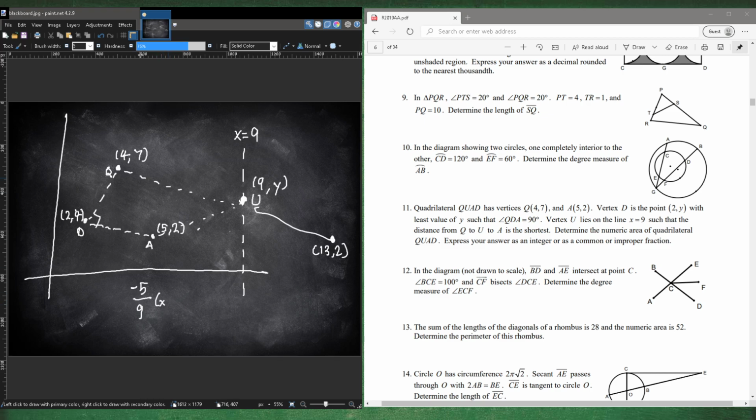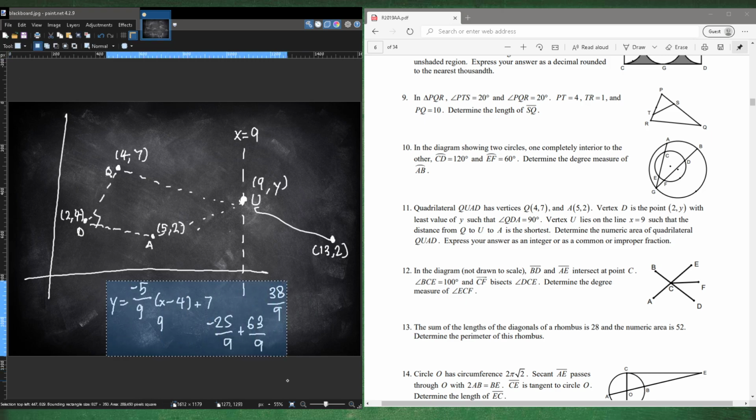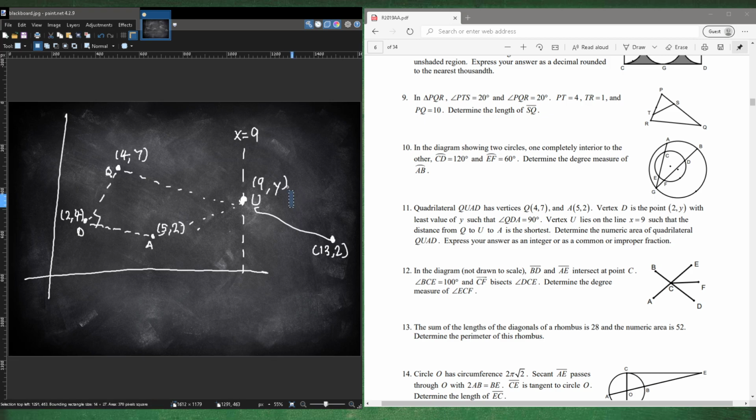Then we have x, and we just choose one of the points. I'll just choose 4 and 7. So x minus 4, and then plus 7. That's our y. And where does this intersect? Well, we know it intersects at x equals 9, so just plug in 9 here. 9 minus 4 is 5. 5 times our negative 5 over 9 is negative 25 over 9, and then plus our 7, which is 63 over 9. That should add up to 38 over 9. So we found our y value using some logical ways of solving this. Okay, so that's 38 over 9, so our point for U is 9, 38 over 9.